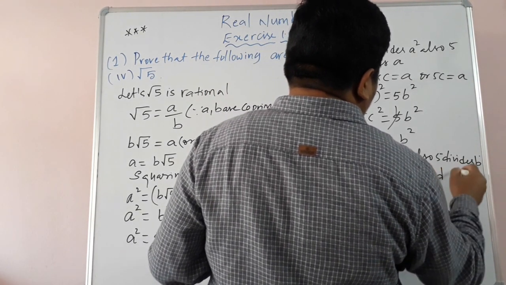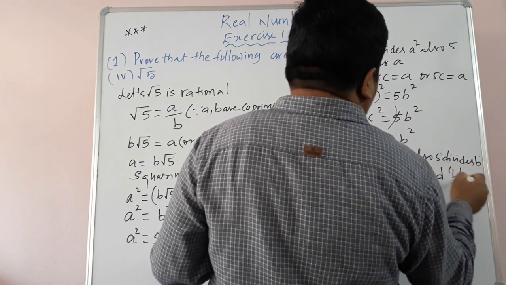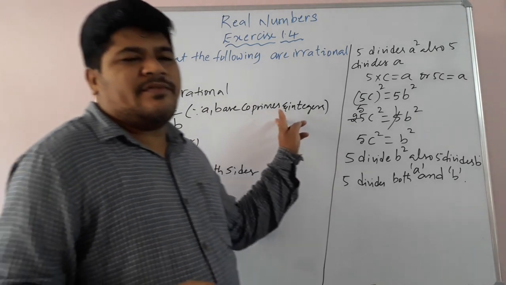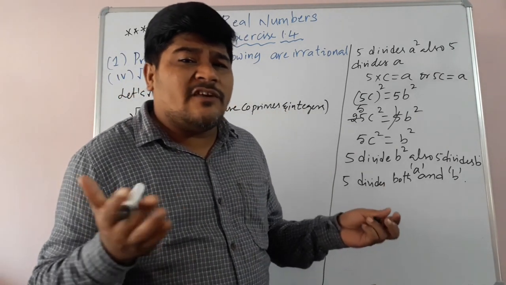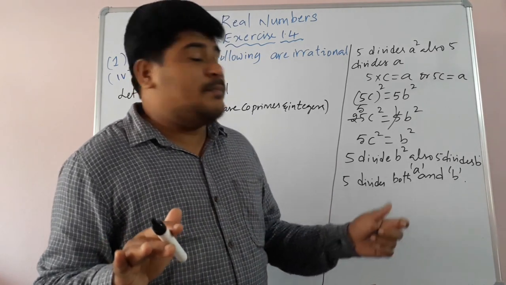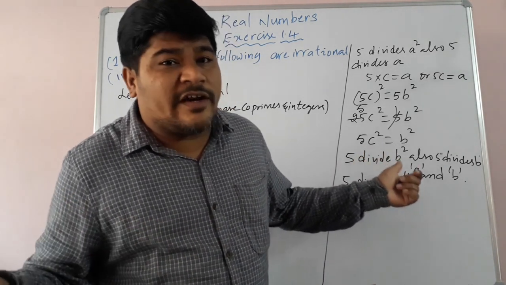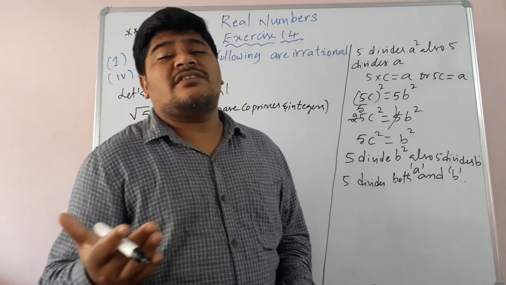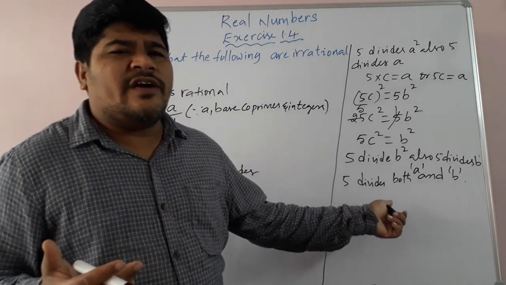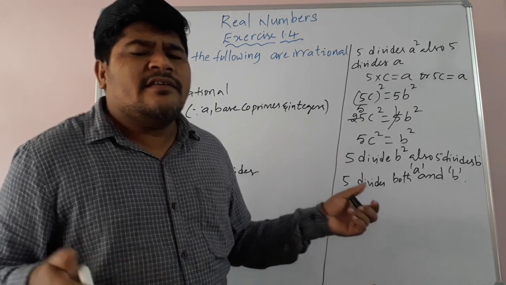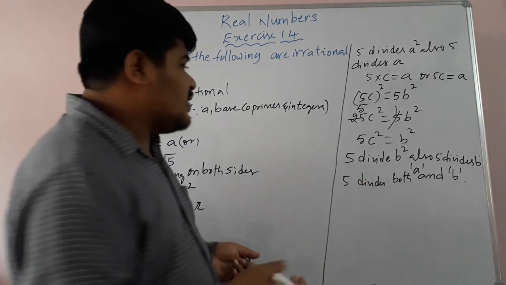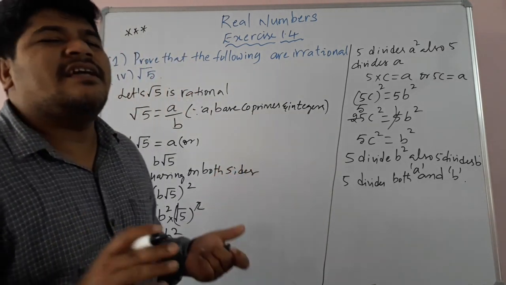Both a and b. Means, children, 5 is a common factor to a and b, no? But what is our assumption? a, b are co-primes. But co-primes means what? HCF must be 1. Other than 1, no common factors should exist. But here we got 5 as the common factor. So children, this is a contradiction. Why has this contradiction arisen? Because of our wrong assumption. So therefore, root 5 is an irrational number.